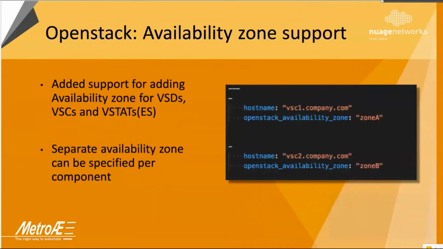One of the target platforms that we support is deploying the components on OpenStack. In that case, we received a request that said, hey, we use heat templates, and currently in the heat templates, you don't support the availability zone, and we would like you to support that. So this is something that we've added. Now for the VSDs, the VSCs, and the Elasticsearch components, you can specify it per component. It's optional, you don't have to, but it's a little extra support.